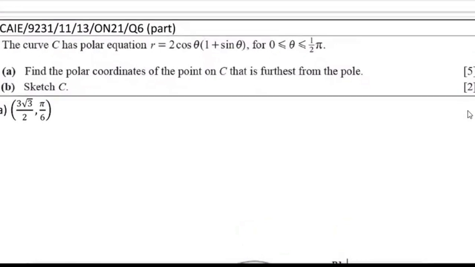Okay, let's look at the other graph here. So this is the graph that has this polar equation: r equals 2 cos theta times (1 plus sine theta), and theta is from 0 to half pi.